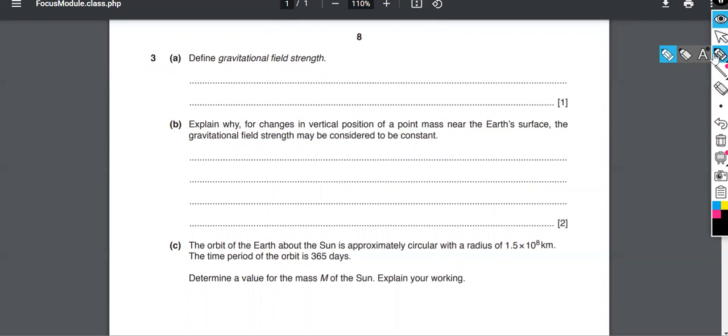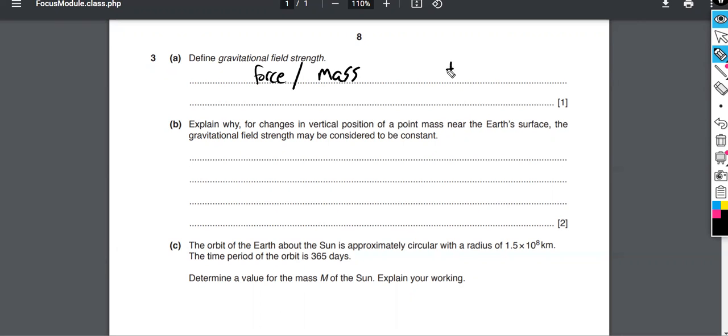All right, in this working example, we're looking at calculating the mass of the sun from the orbital data of our home world, the Earth here. But first, we'll define gravitational field strength. Gravitational field strength can be defined as the amount of force acting per unit mass, okay, force per mass.